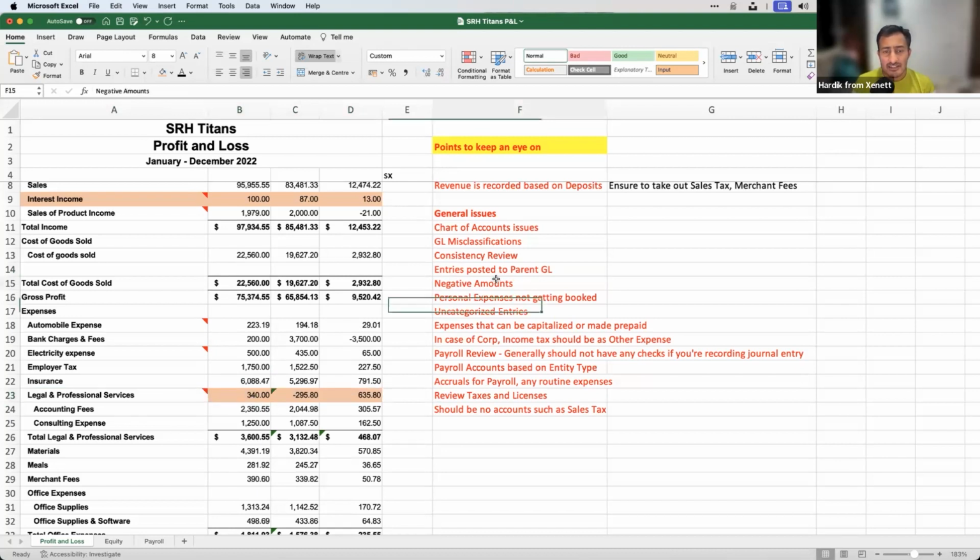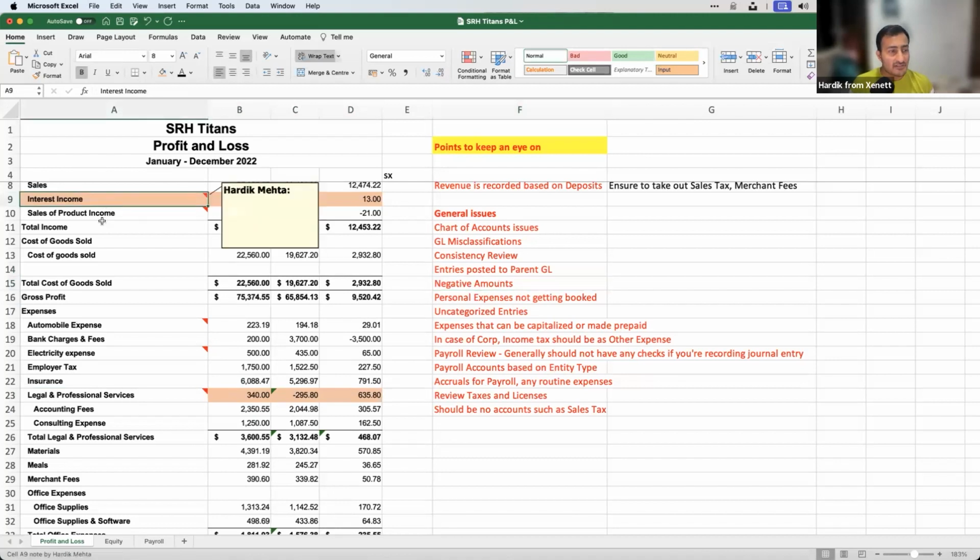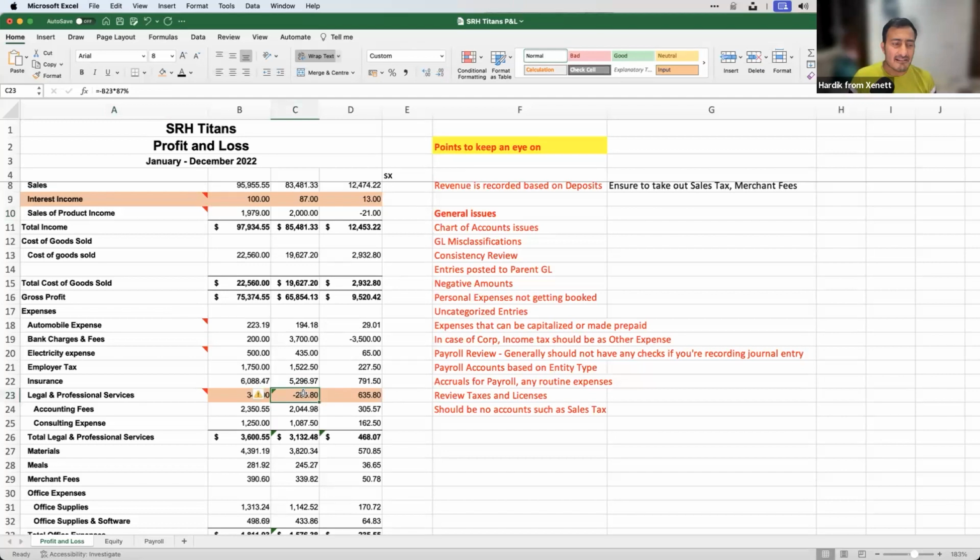Now, any negative amounts that we see on the profit and loss should always be investigated to find out why it's negative. If it is a refunds account or discount account, you would always expect negative amounts. But other than that, if you see anything negative, we need to find out why, and depending upon the case, take appropriate actions. So that's another thing we have to keep an eye on.